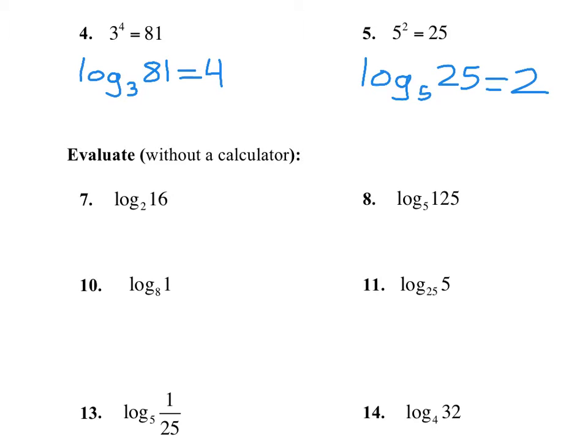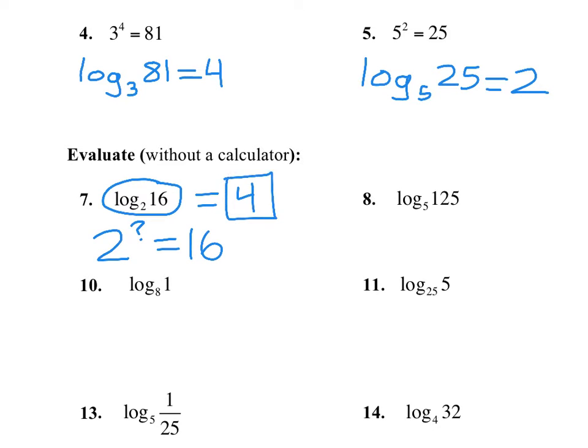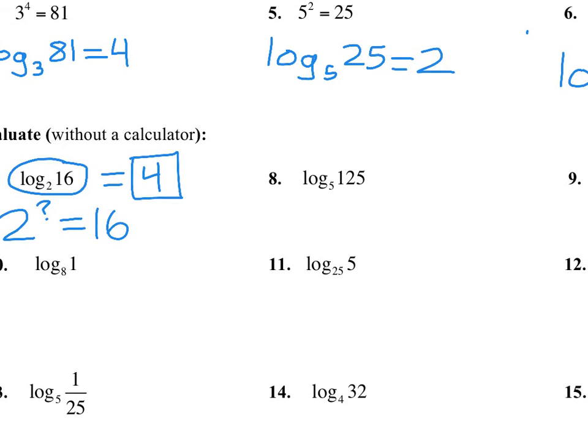Alright, so now they're asking you to solve. Again, this is asking what exponent turns 2 into 16? 2 to what power equals 16? You should know from the previous lesson that 2 to the 4th equals 16. So the answer to this question is 4. What exponent turns 5 into 125? Well, 5 to the third is 125, so the answer here is 3.